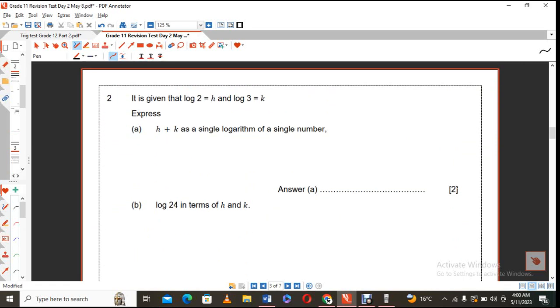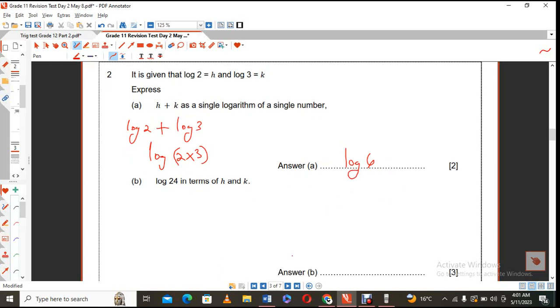Question 2. It is given that log 2 is represented by h, log 3 is represented by k. Express h plus k as a single logarithm of a single number. That means h, which is now log 2, plus k, which is log 3, they are now separate. So log 2 times 3, when you are adding logs of the same base, you multiply the numbers. The answer is simply log 6 as a log of a single number, not the actual calculated value of log 6.